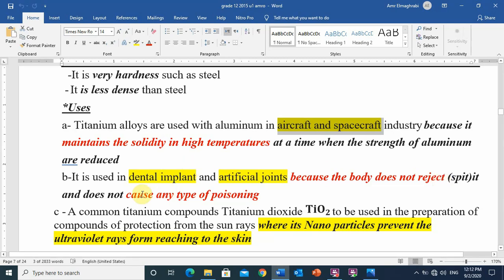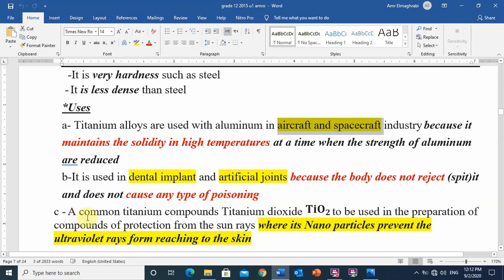Also, titanium doesn't make poisonous things in the body. So these are two reasons why we use titanium in dental implants and artificial joints: the body doesn't reject it and it doesn't cause poison.